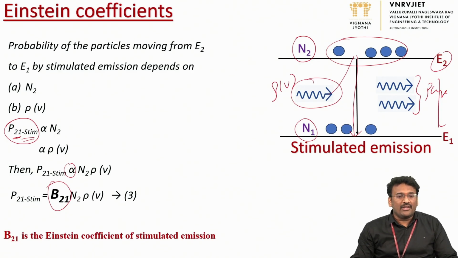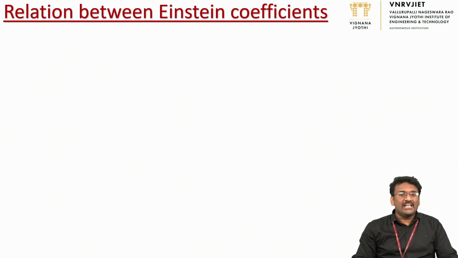So these three are the Einstein coefficients for absorption, spontaneous emission and stimulated emission. Now we'll get the relation between these coefficients. So for that, I'm rewriting the equations.